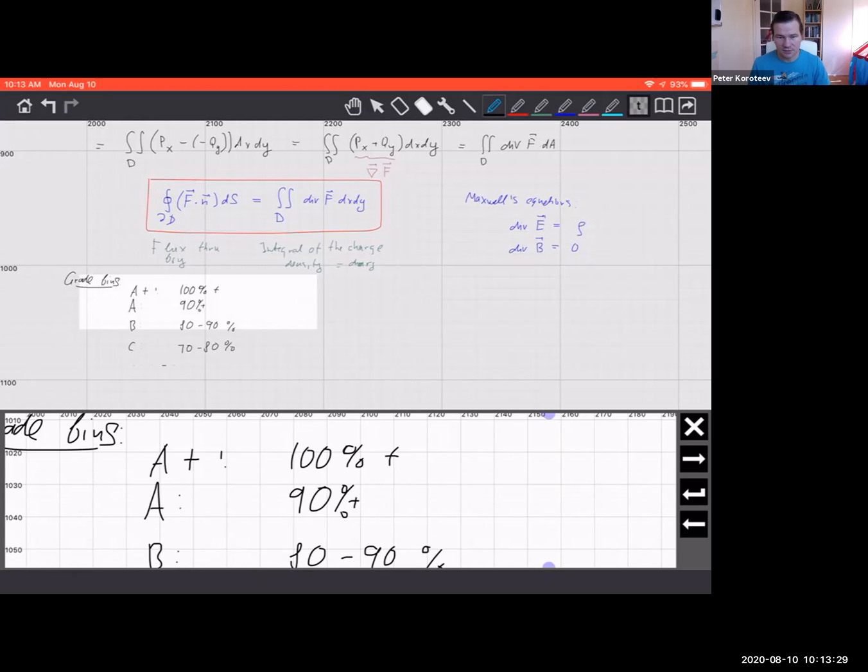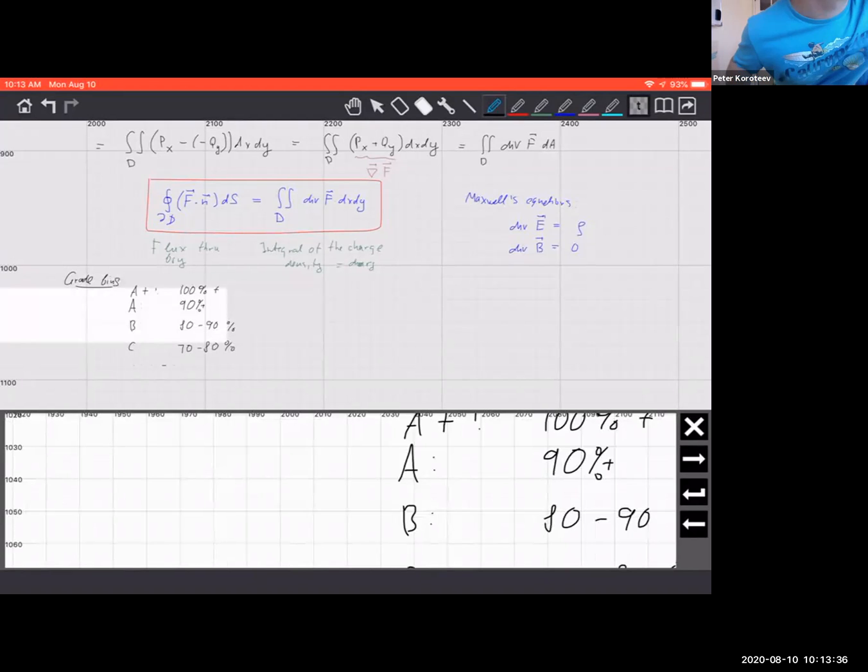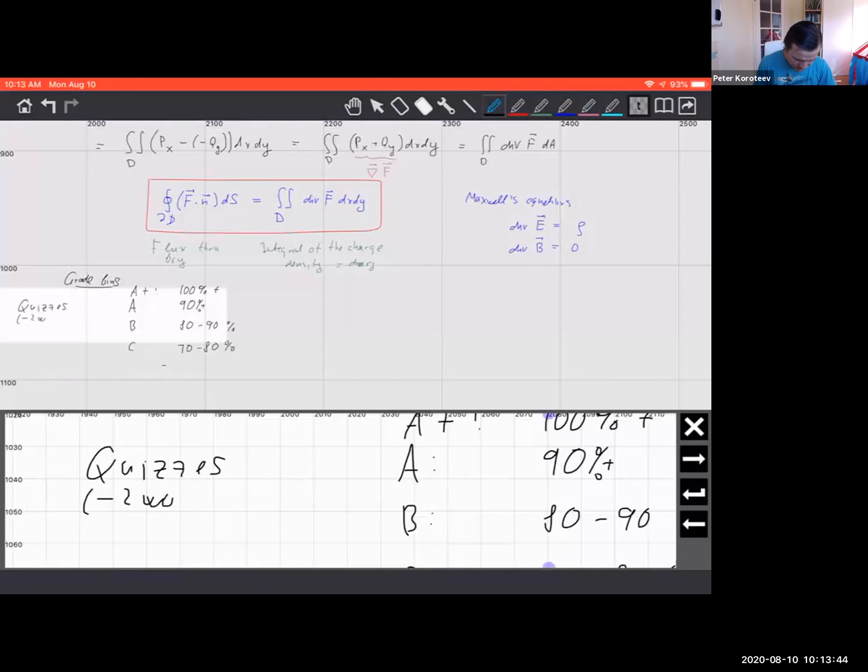So according to the syllabus, this is how the grade is calculated. The quizzes are at 20%. So I remind you that the 2 worst quizzes are removed.